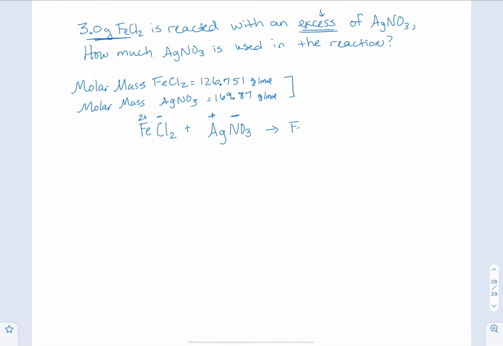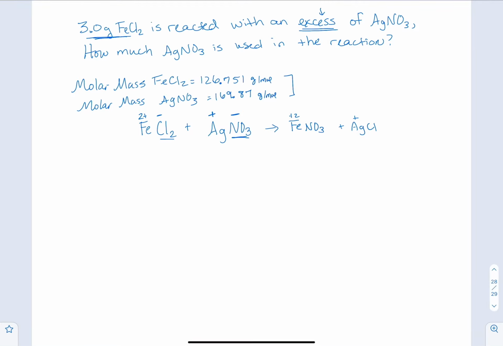And then we have FeNO3, because I swapped the negative parts, and AgCl. Now in these double displacements, the metals don't change charge, and so we have to match everything up with the charges they had on the left-hand side. So there were 2 of those, and then this one comes out neutral. So I'm going to put a 2 in front here, and then a 2 over there.